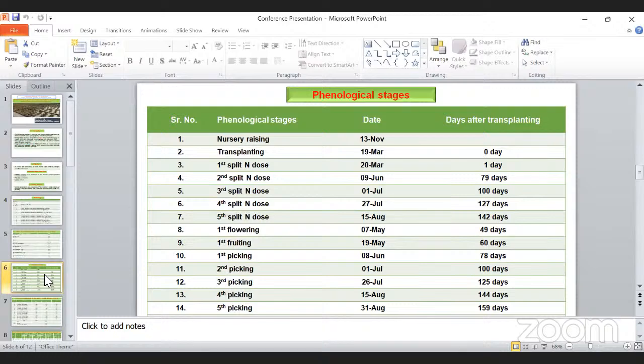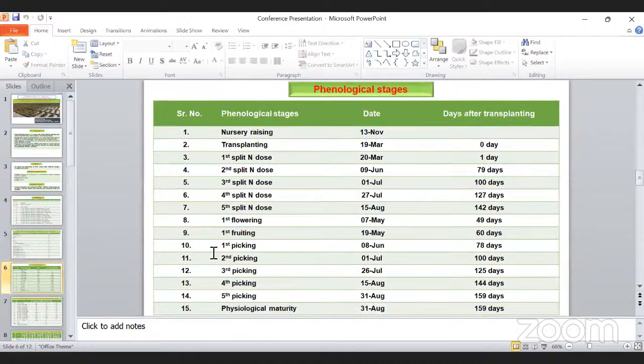Now the phenological stages. The nursery was raised on 30 November and the transplanting was done on 19 April, and the split doses were applied first at transplanting, then at every picking. First flowering was on 7th May, and fruiting occurred along with the split nitrogen doses. At the later stages, physiological maturity came at the last, on 31st August, when the crop fully dried.